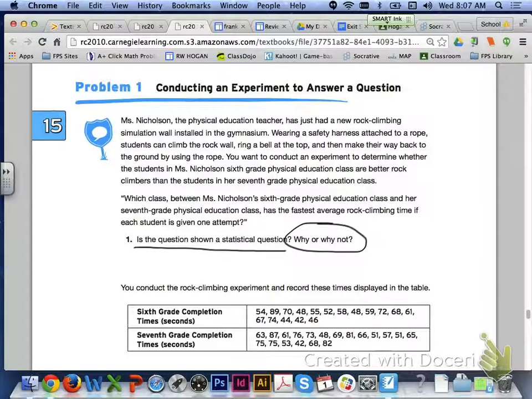So the first thing that I want us to do is take a look at number 1 and answer, is the question shown a statistical question, and why or why not? So go ahead and do number 1 with your group.